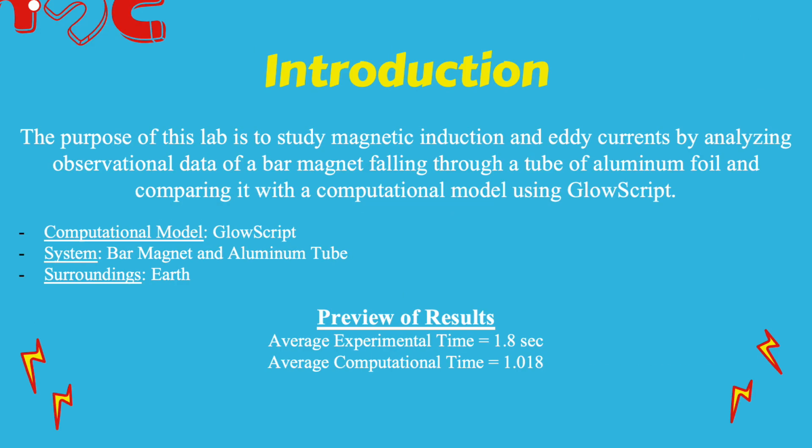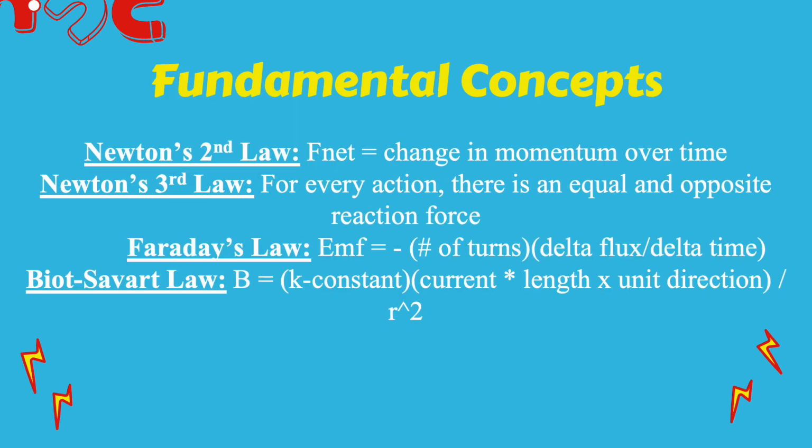For the introduction, the purpose of this lab is to study magnetic induction and eddy currents by analyzing observational data of a bar magnet falling through a tube of aluminum foil and comparing it with the computational model using GlowScript. The system is the bar magnet and an aluminum tube, and the surrounding is the Earth. For a preview of results, our average experimental time is 1.8 seconds, and the average computational time is 1.018 seconds.